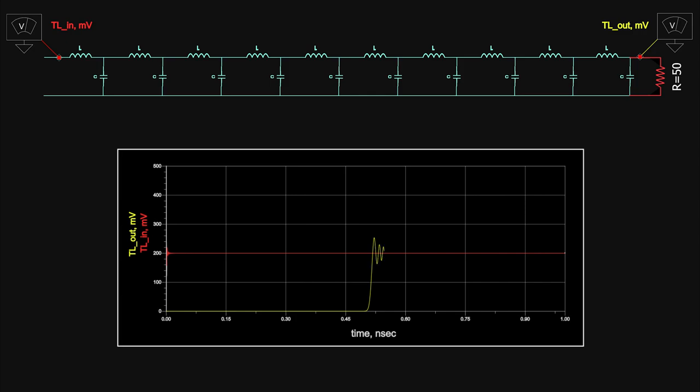Since the load is equal to the characteristic impedance, the whole signal will be dissipated in it, and there is no reflection. This is known as the matched condition. The load is equal to the characteristic impedance of the line.